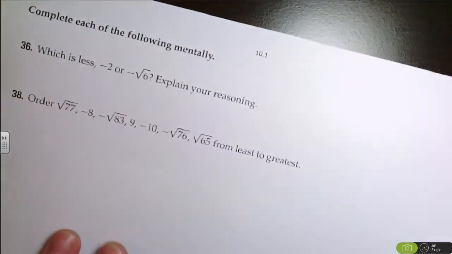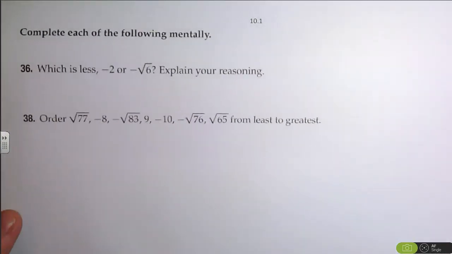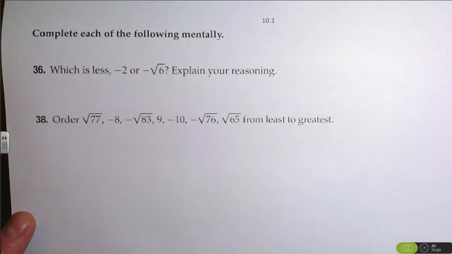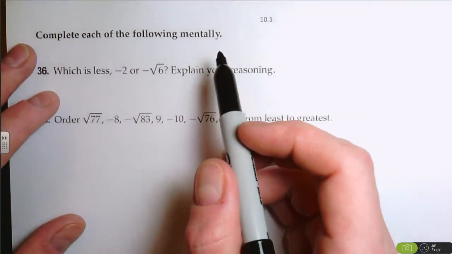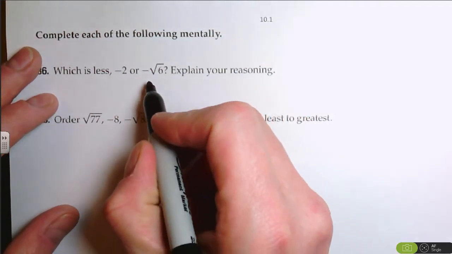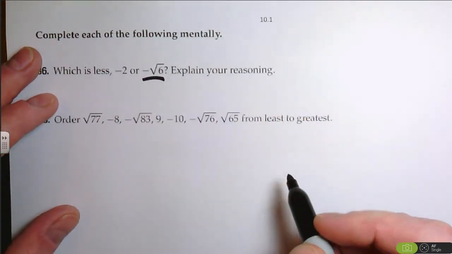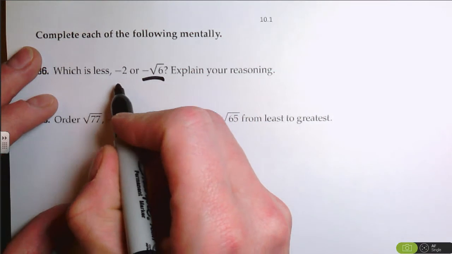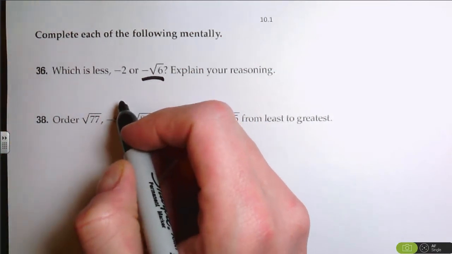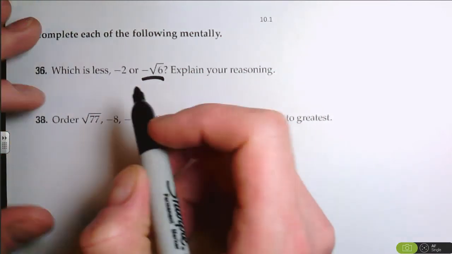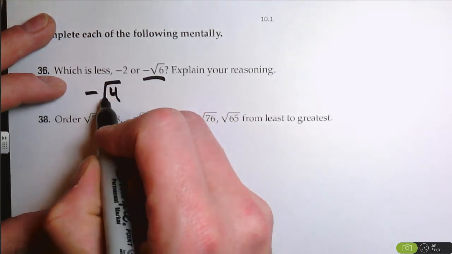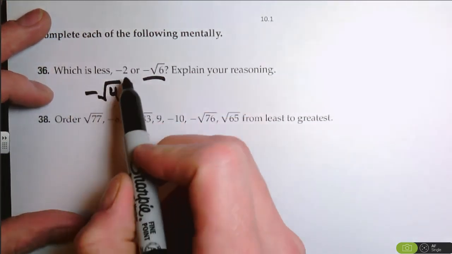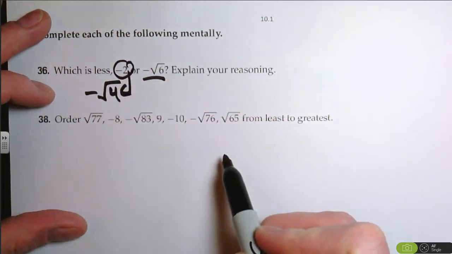And then the last thing for section 10.1 is answering a couple of questions. The question is, which is less, negative 2 or negative root 6? Explain your reasoning. Well, the answer is negative root 6. The reason is, for negative 2, we go back and ask ourselves, what number has the square root of 2? Well, the number whose square root is 2 is 4. So negative 2 is the negative square root of 4.